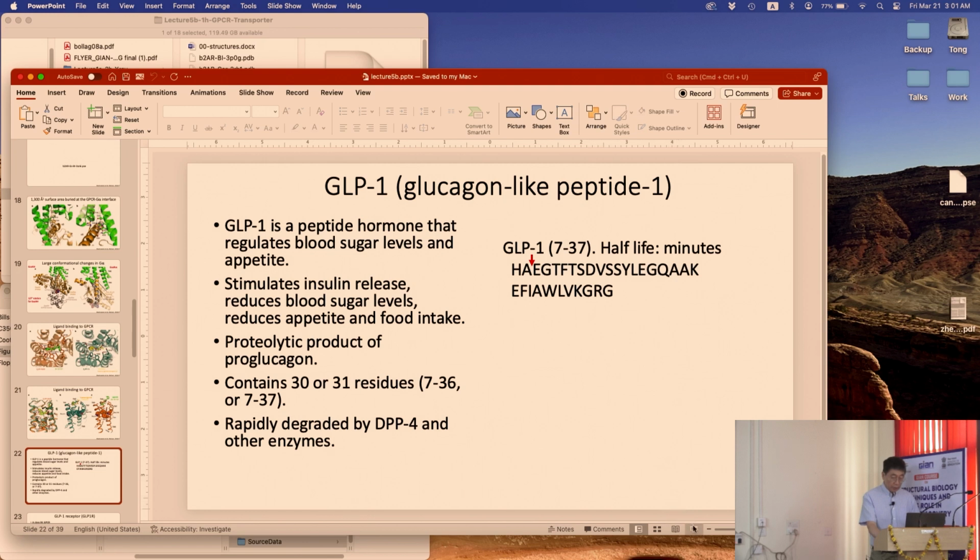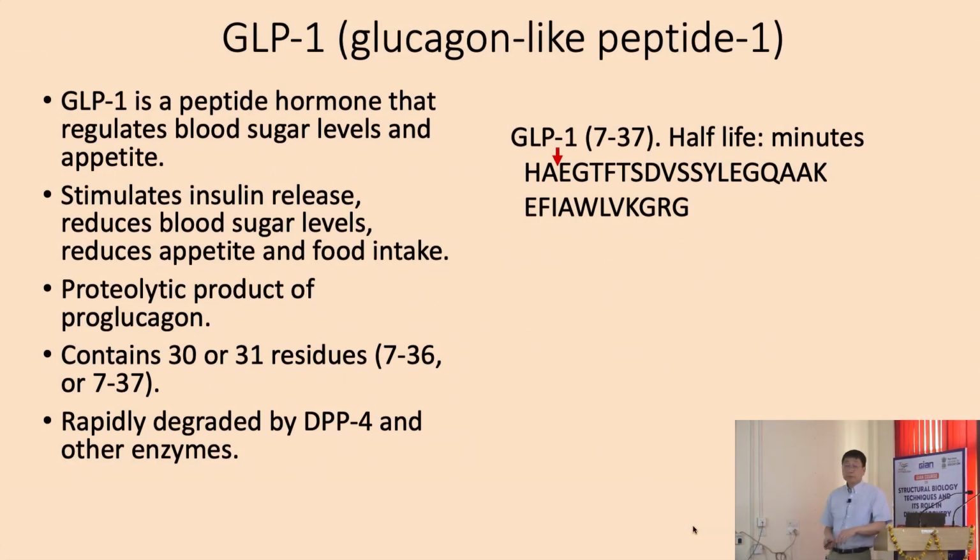The second story, which you probably heard of, is Ozempic and Wegovy. Anyway, that's linked to GLP-1, glucagon-like peptide 1. It's a peptide hormone that regulates blood sugar levels and appetite, and stimulates insulin release. That means it will reduce blood sugar levels. More importantly, it also reduces appetite and food intake. So it has really good properties.